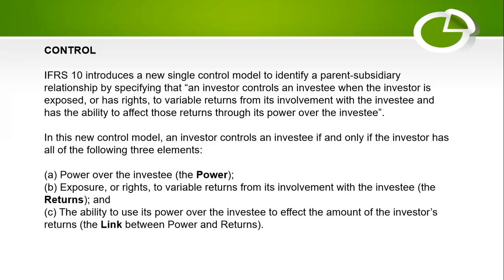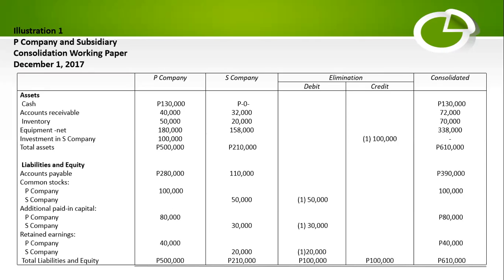A, power over the investee. B, exposure or rights to variable returns from its involvement with the investee. So we have returns. And C, the ability to use its power over the investee to affect the amount of the investor's returns. So we have now the link between power and returns.